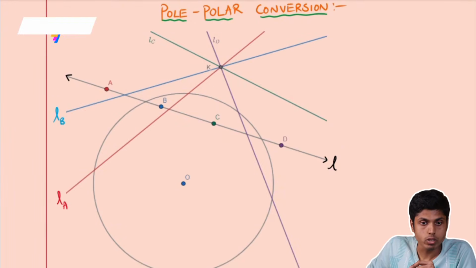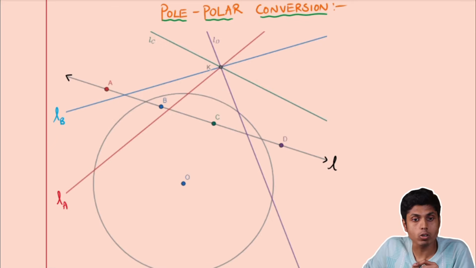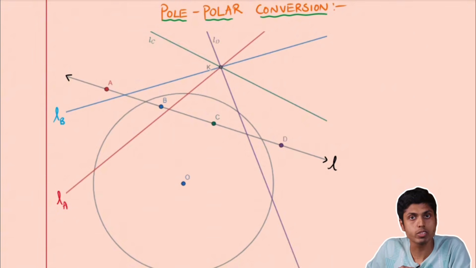First, why are they passing through a common point? Why are they concurrent? Well, by La Hire's theorem which we discussed in previous episodes, we get that the polars of A, B, C, D pass through the pole associated with the line L. All 4 points lie on the line L. When you consider the pole of line L, all these polars shall pass through this point. Therefore, you have a common concurrency. We now observe that the cross ratio of these 4 lines equals the cross ratio of these 4 points.